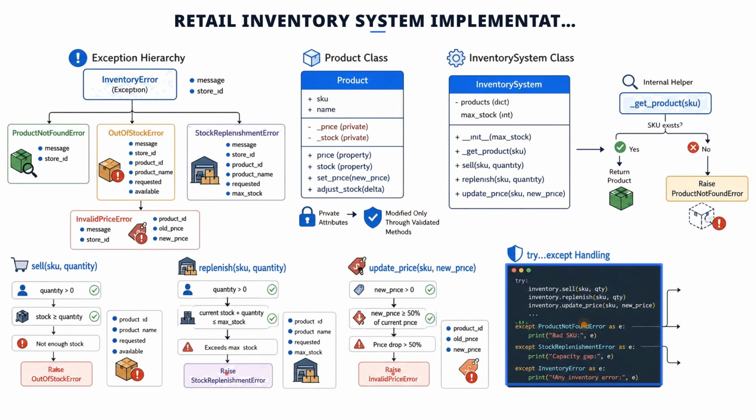If a product not found error occurs, the system can print the specific bad SKU. If a stock replenishment error triggers, the system knows the exact capacity gap. Ultimately, by catching the base inventory error, developers can easily catch any error within this entire inventory branch using a single block of code, which is the true power of an exception hierarchy.